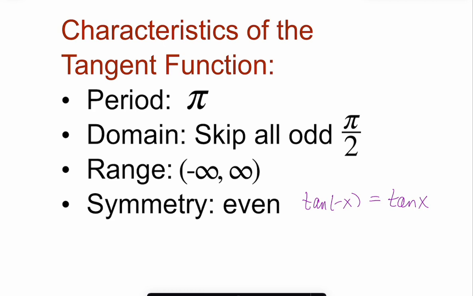So far we have seen that our sine is odd, our cosine is even. Our tangent is even. The secant and the cosecant go along with the sine and the cosine. And we will explore those even and odd in the next chapter a little bit more.